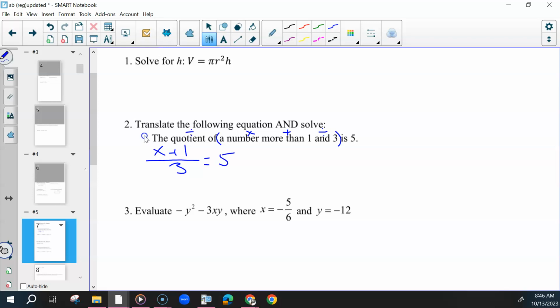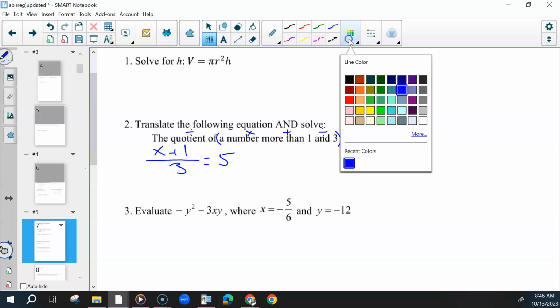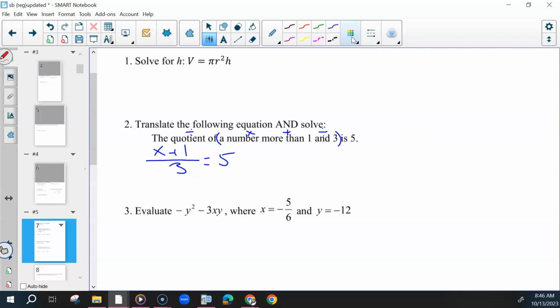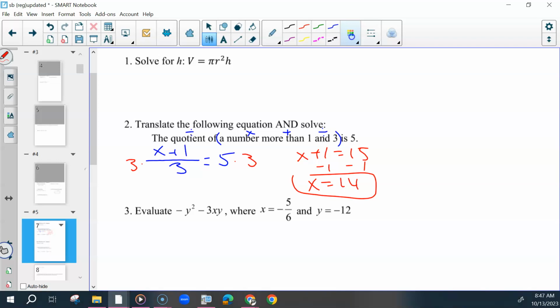So that's the translating part. Then it asks us to solve it. So then we are actually going to solve it, get x by itself, by multiplying both sides by 3. We have x plus 1 equals 15. Subtract 1 on both sides, so that we get 14. If we were to put that back in, 14 plus 1 is 15. 15 divided by 3 is 5, so it works. Questions on that one? Do you have a question?